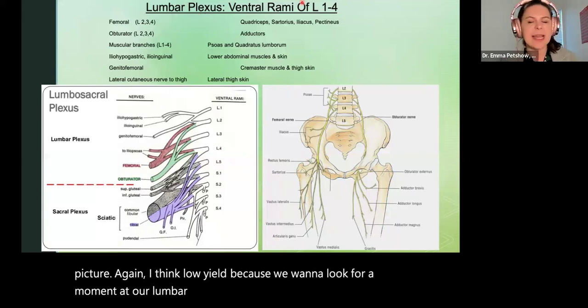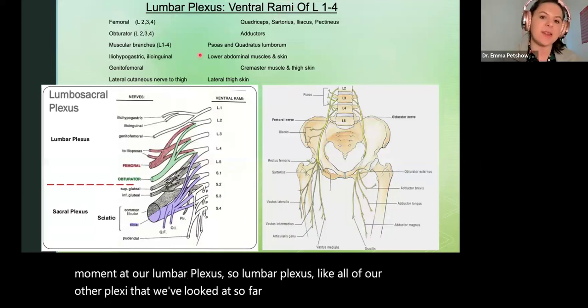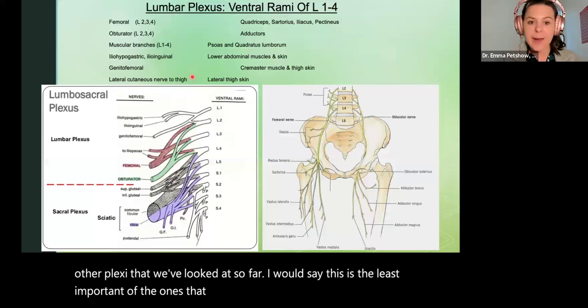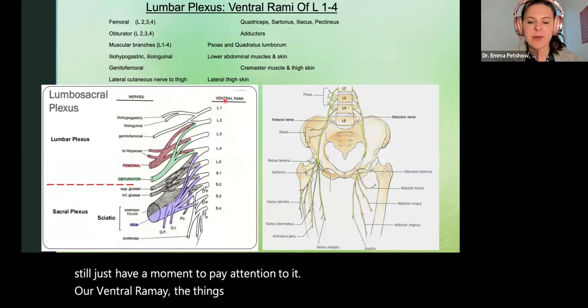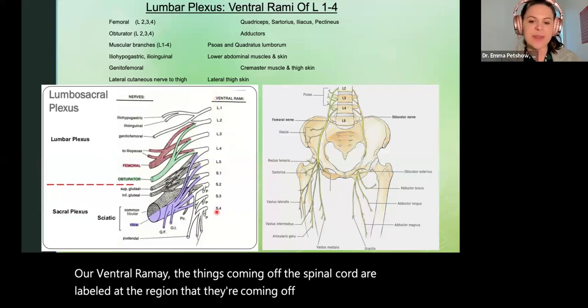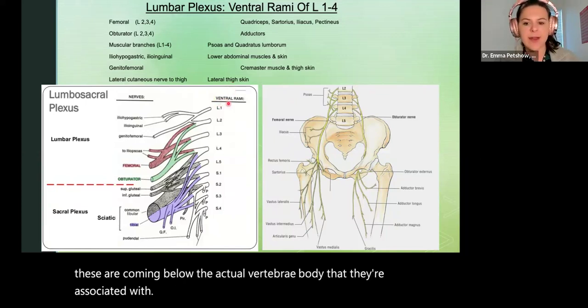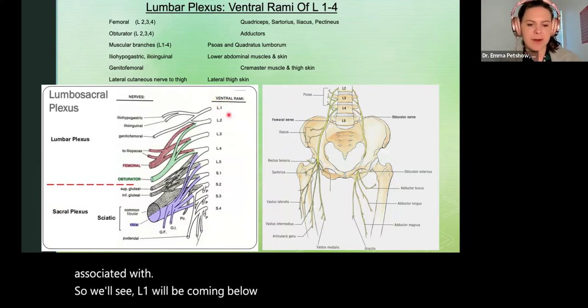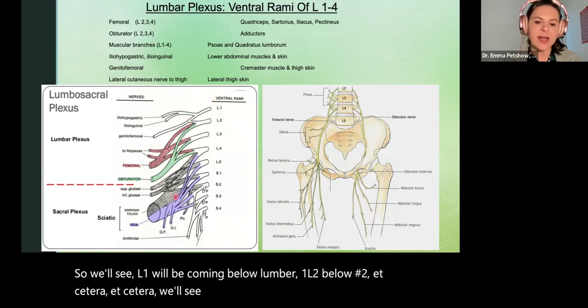So lumbar plexus, like all of our other plexi that we've looked at so far, I would say this is the least important of the ones that we've looked at thus far, but we'll still just have a moment to pay attention to it. Our ventral rami, the things coming off the spinal cord, are labeled at the region they're coming off, right? So L1 through S4, and these are coming below the actual vertebral body that they're associated with. So we'll see L1 will be coming below lumbar 1, L2 below lumbar 2, et cetera. They'll combine together and form all these different tracts and components.